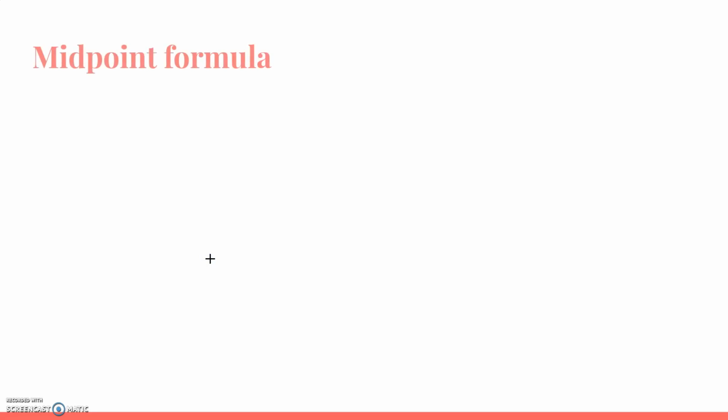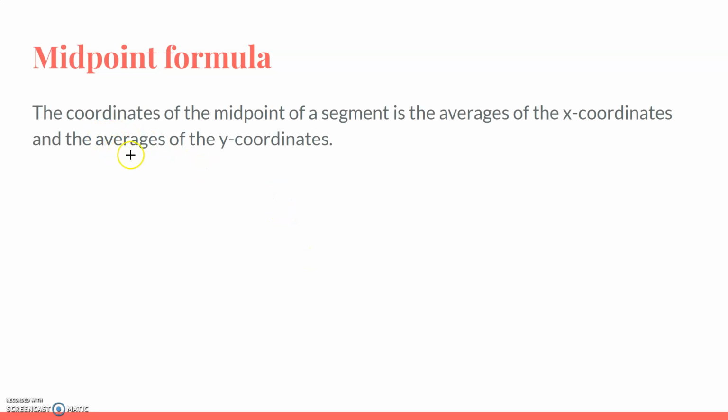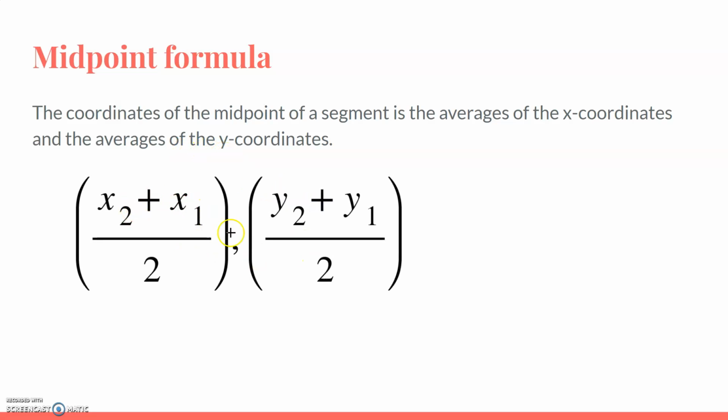Okay, now going into the bulk of our lesson today, the midpoint formula. The coordinates of the midpoint of a segment are the averages of the x coordinates and the averages of the y coordinates. The average of the x coordinates is the x coordinate of the midpoint, and the average of the y coordinates is the y coordinate of the midpoint. So here we can see it as (x2 plus x1) divided by 2 and (y2 plus y1) divided by 2. This is what we're going to be using to solve for the midpoint in some cases.